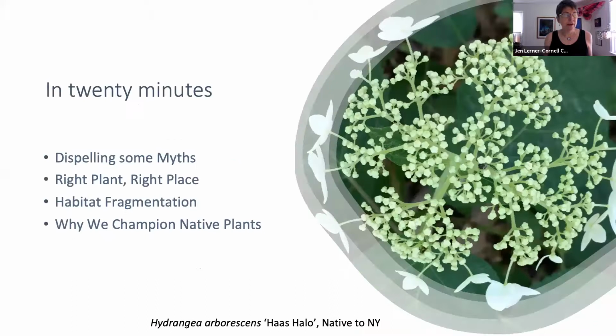So as I go on here, I did want to have about 20 minutes and then we'll leave some time for questions. I want to spend some time going through a quick rundown of what I'm going to talk about. One will be to dispel some myths. Then we'll talk a little bit about right plant, right place, what habitat fragmentation is, and why we as an organization are championing native plants. That's a lot to do in 20 minutes, so we're really going to touch on this. And at the end, I hope to give you some resources. Ashley will share them with you after the presentation, so you can do a little more exploration and research yourself.